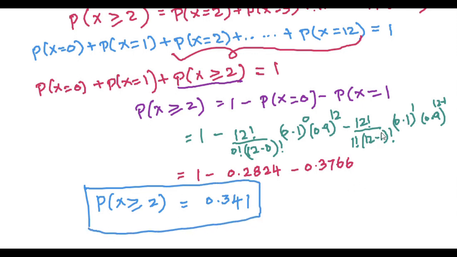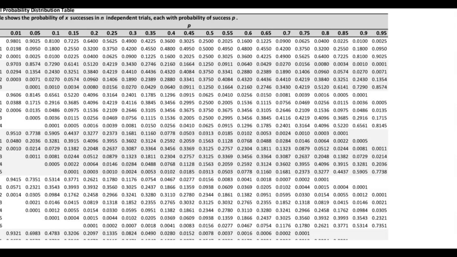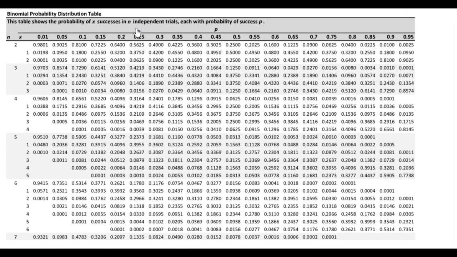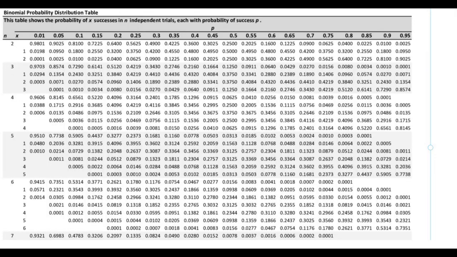Now we can get the answer using the binomial table. Please see this one. This is the binomial table. In this table, this is the n value: n equal to 2, n equal to 3, n equal to 4, n equal to 5, n equal to 6, and n equal to 7. And these are the x values, the probability.